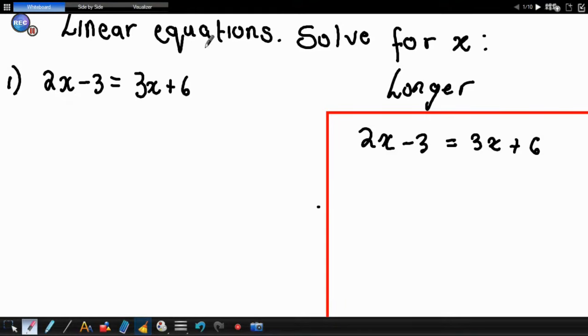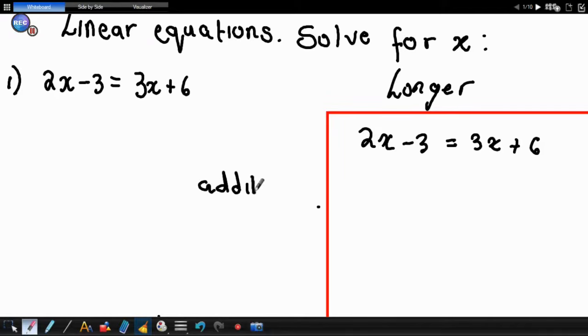So today we are going to be solving linear equations. We are going to start with the longer method, and after that I'll show you the shorter method. It is important to know the longer method so that you know where you make mistakes in the shorter method, right? So let's start with the most important thing.